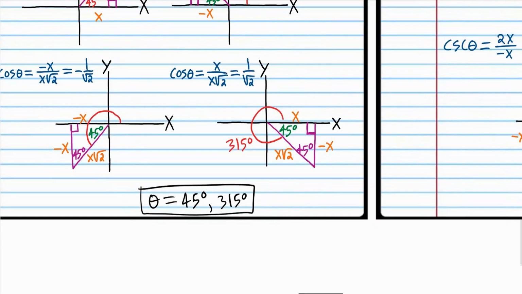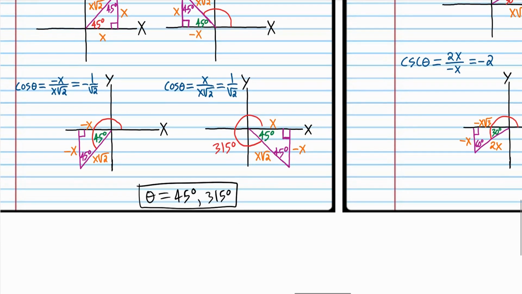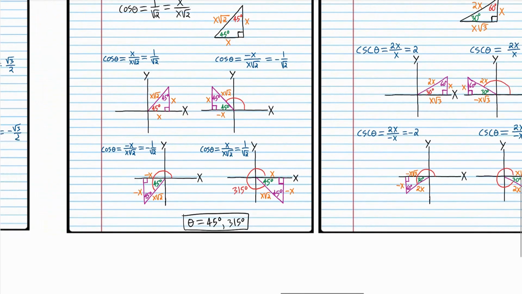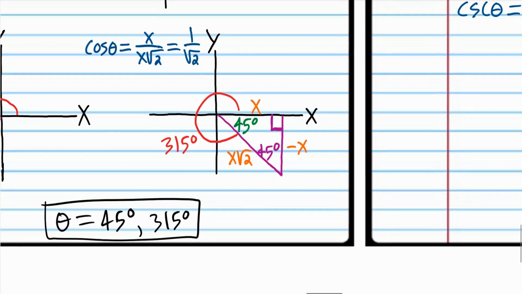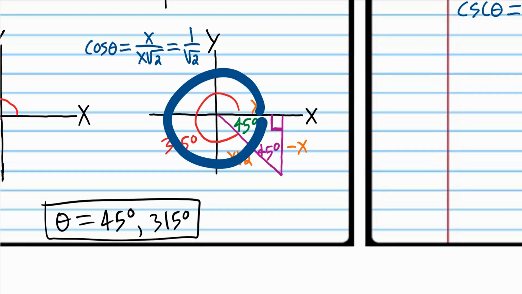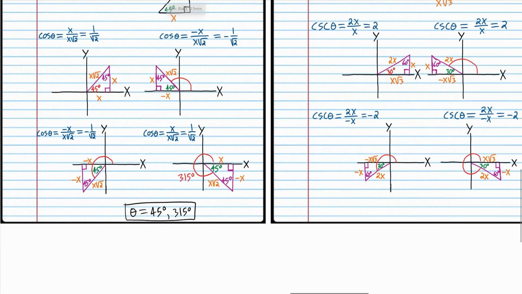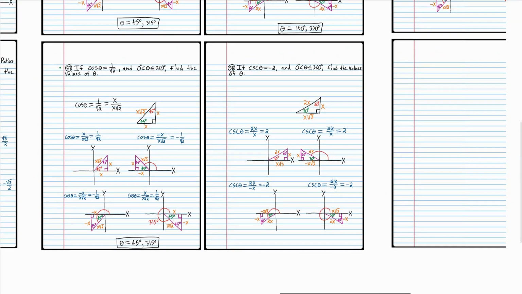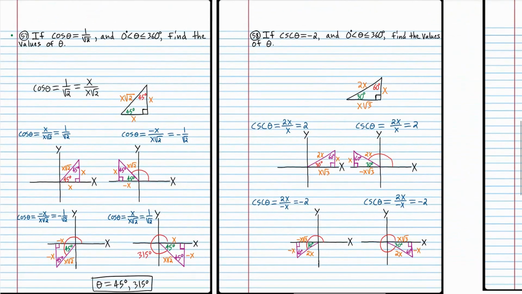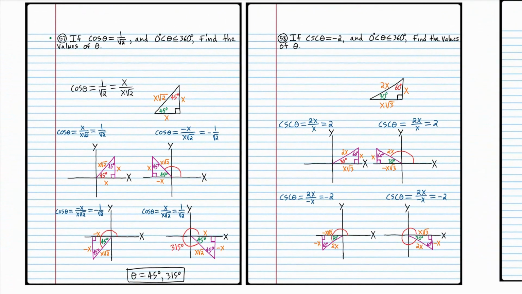So those are our solutions. Again, a complete rotation is 360. Subtract the green angle and you get 315. If you plug those angles into the function, you're going to get positive 1 over root 2. So if you got that one right, good job. Try number 58. And when you come back, we'll do it together.